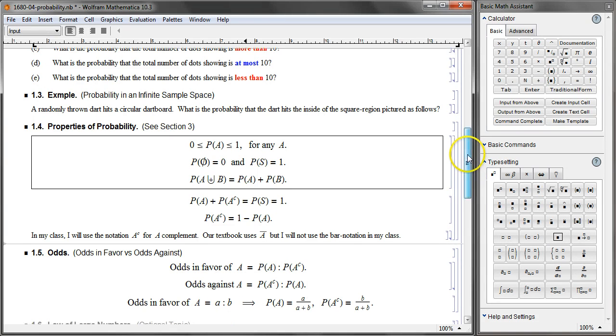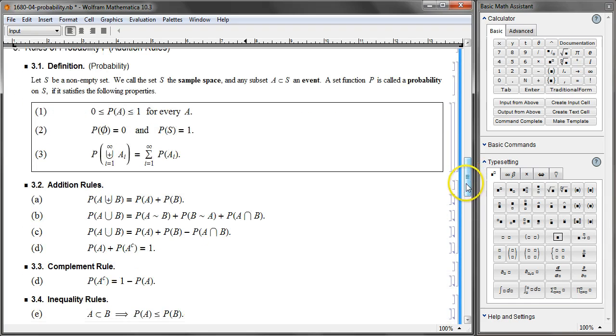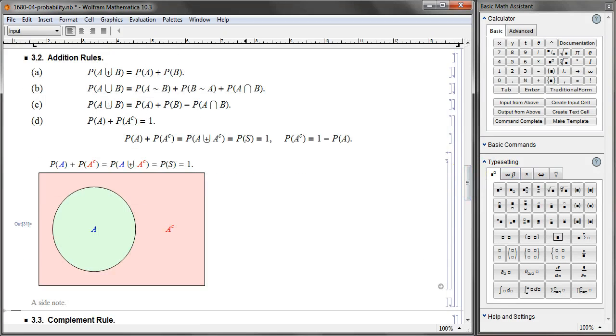I have plenty of time left, so let me show you the picture of complement from section 3 of this notebook, kind of like this here. A is blue, A complement is everything other than A, which is pictured in red here. So they add up to the whole space, 1.